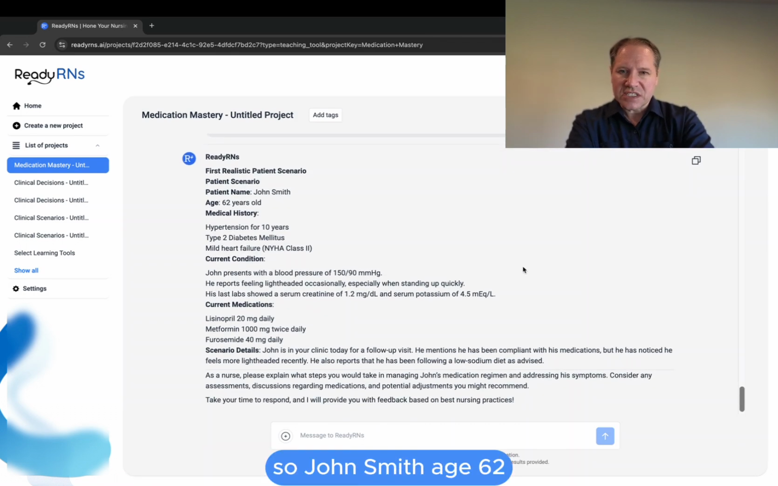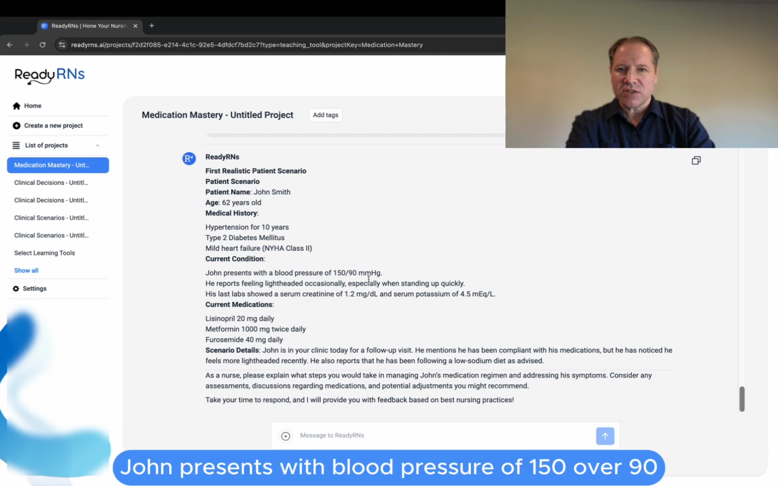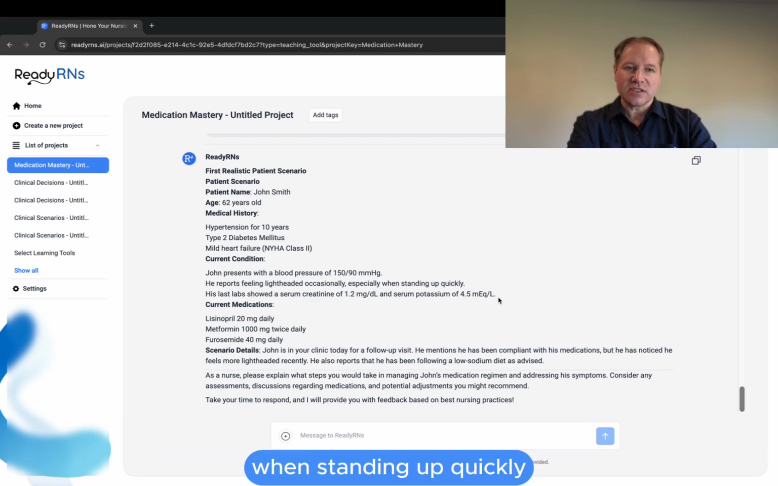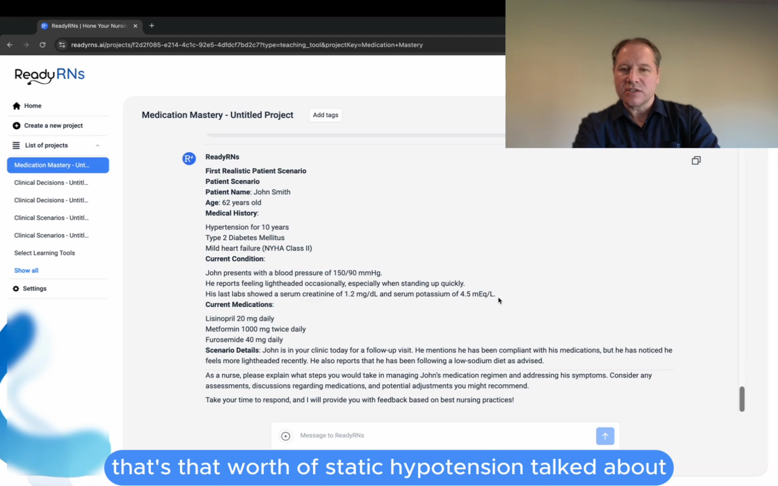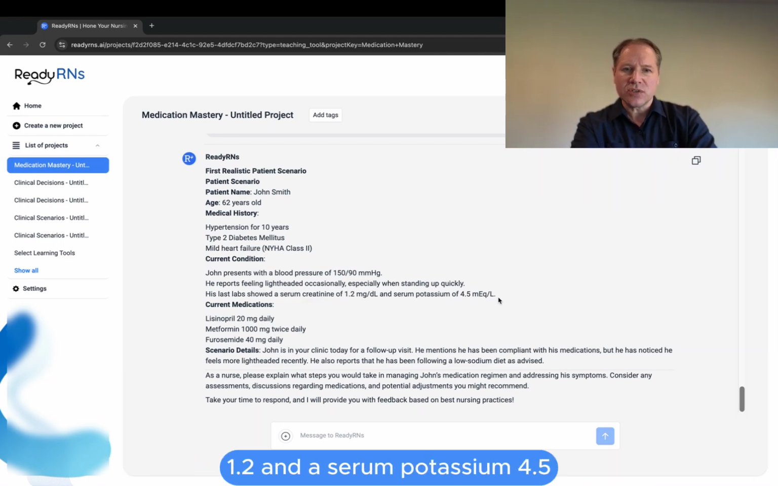So John Smith, age 62, hypertension for 10 years, type 2 diabetes, mild heart failure. John presents with blood pressure of 150 over 90. He reports feeling lightheaded occasionally when standing up quickly. That's that orthostatic hypotension we talked about. His last labs showed a serum creatinine of 1.2 and a serum potassium of 4.5.